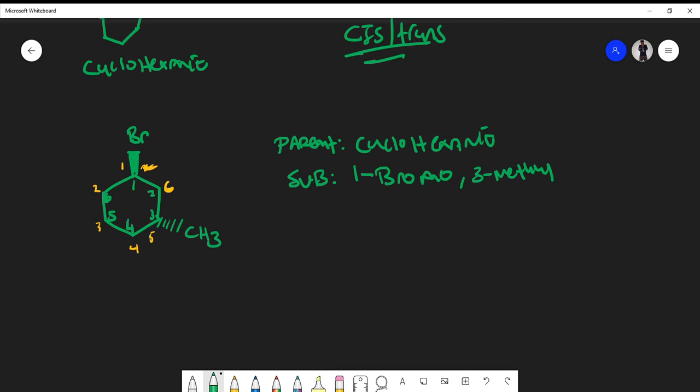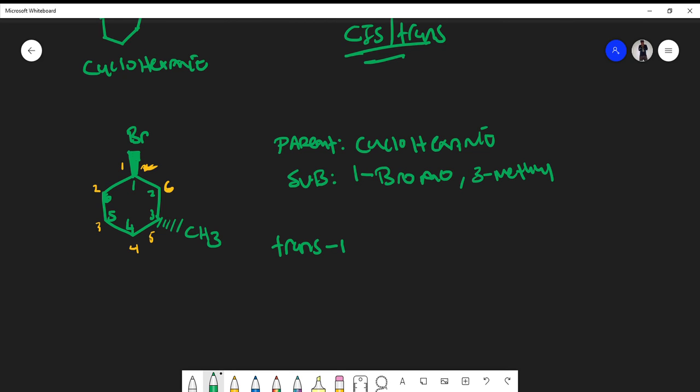But one more thing, notice that we have spatial orientation here. So on this side, the bromine is actually coming out at you, whereas on carbon 3, the methyl group is going away. And so they're opposite each other. And so when talking about cis or trans, you would say, okay, well, this is trans. So the first thing you want to write is trans.